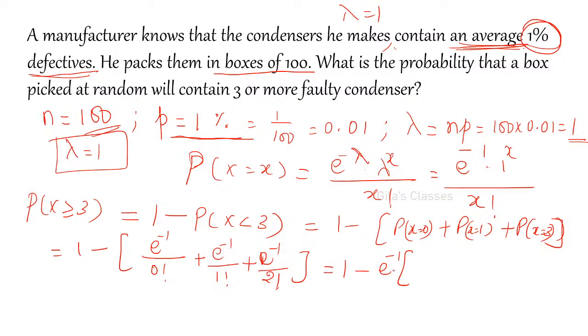So here 1 minus e power minus 1 into, you can take this, 0 factorial is 1 plus 1 factorial is also 1 and 1 by 2 factorial is 1 by 2. So what is the value? You evaluate and tell me. Yes, understood. Good.